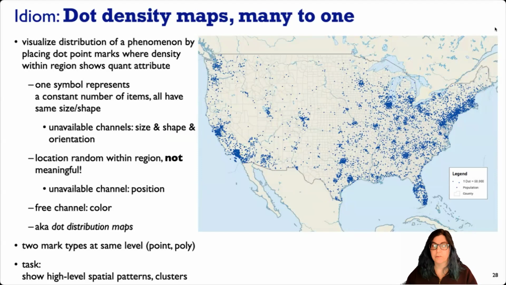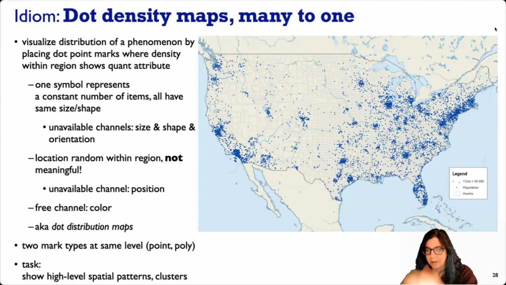And so the tricky thing is one symbol represents many items. All those dots are the same size and shape, and that means you can't use the size and shape and orientation channels. But the key thing is the location within the region is random. It's not meaningful. So certainly you can't position code anything else. This is showing you with position where these things are. It's free to use color if you like. Sometimes these are called dot distribution maps, which I think is also possibly a better name. But be aware that some people call these dot density maps, whereas sometimes other people use the word dot density for the earlier one-to-one dot map we saw. So this can be very confusing, and you have to check carefully to make sure you understand.